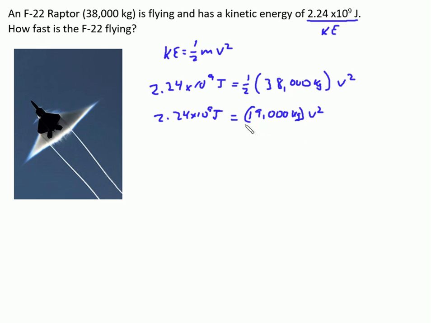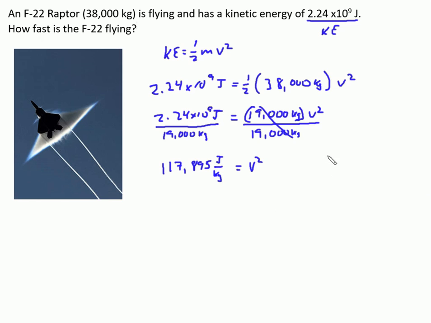So when we get the v squared over here by itself, we're trying to find the speed eventually. So we're going to divide both sides by 19,000 kilograms. Right, so that cancels out. So now I get a v squared. It's equal to about 117,895 joules per kilogram. So we need to deal with that joules per kilogram. It's a little odd looking in there.